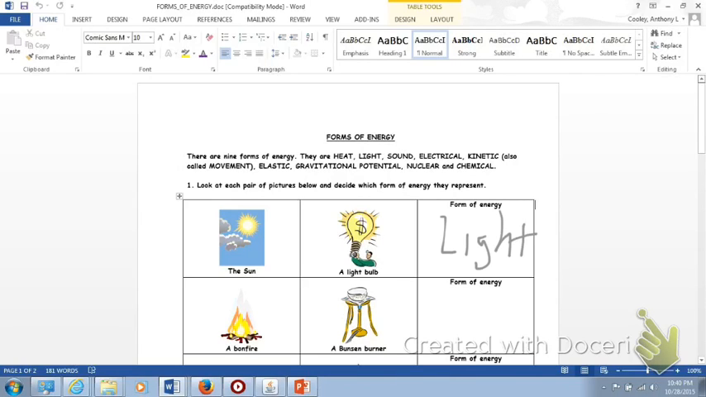A bonfire and a Bunsen burner. What form of energy do you think that would be? I would say that would fall under heat, or known as, what's the other term? We call it also what? Thermal. Okay. Okay. Let's move on down.